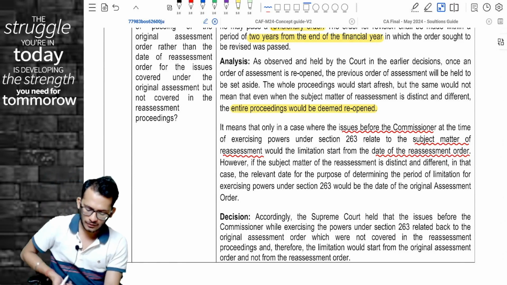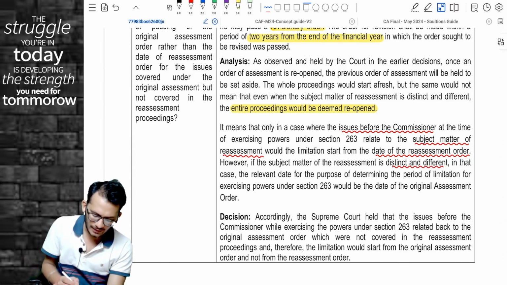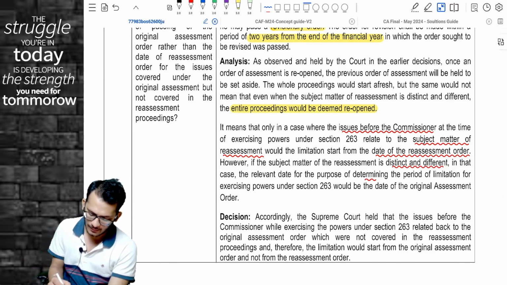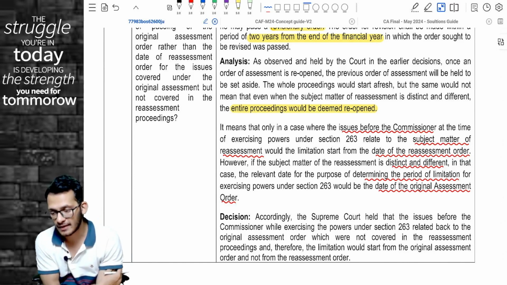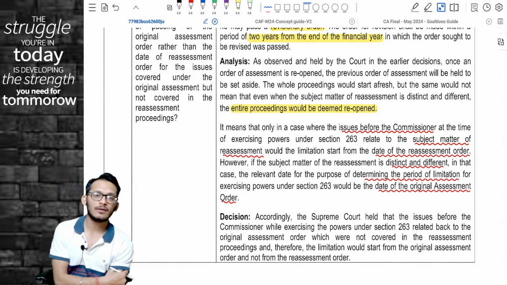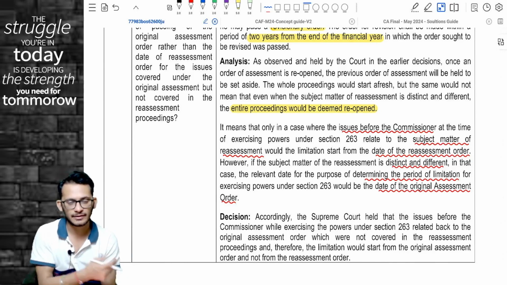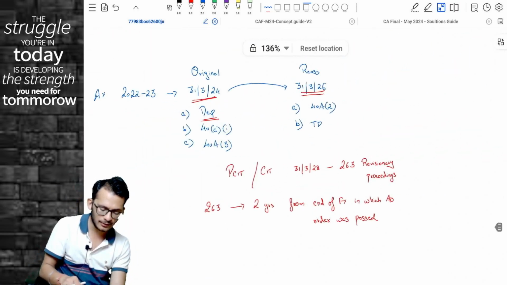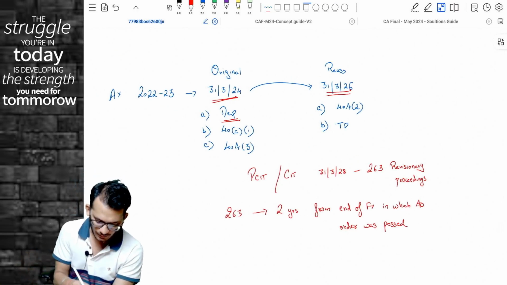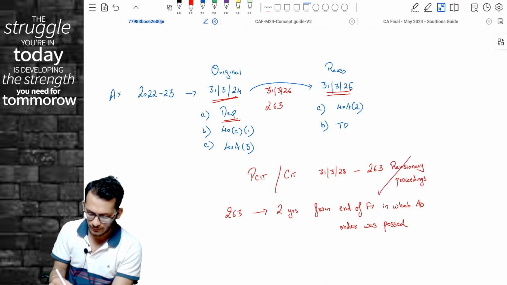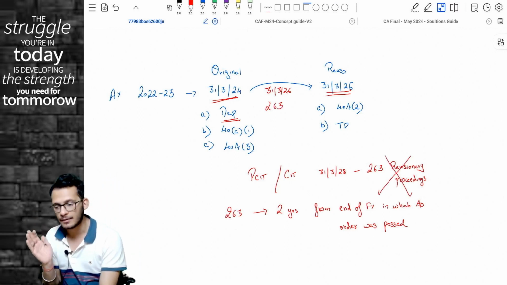However, if the subject matter of the reassessment is distinct and different, in that case, the relevant date for purpose of determining the period of limitation for exercising powers would be the date of original assessment order. So they are coming and clarifying, if the issue which is going to be revised is nothing relating to the reassessment order, then the original assessment order would be the date on which you have to consider. In my example, if the issue was relating to depreciation, then the PCIT can only pass a revisionary order by 31st March 2026. If the 263 order is not passed by this period, then this order would be treated as time barred and therefore will not be valid.